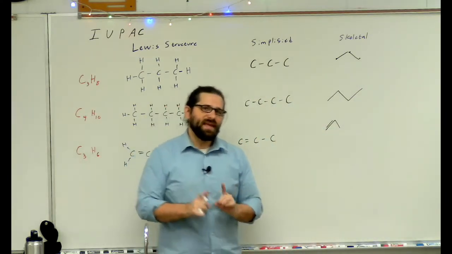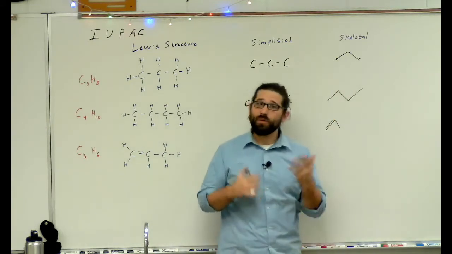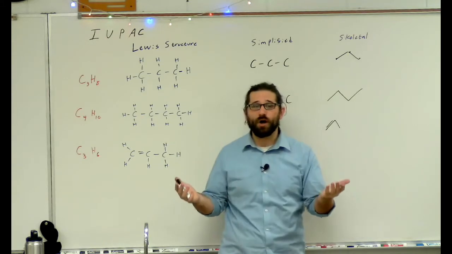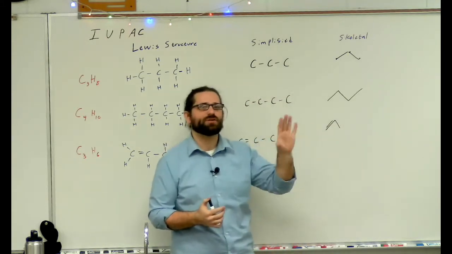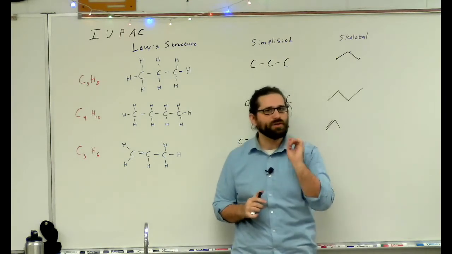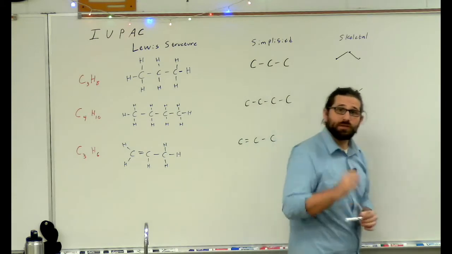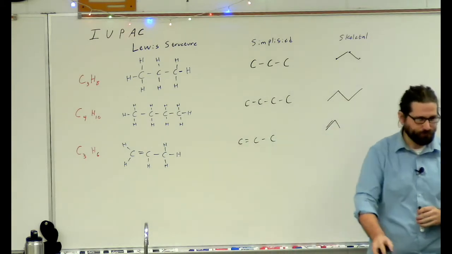Now we can get into naming these. Once we're able to draw these in a skeletal structure, all we really need to know is how many carbons are there. Since everything else is going to be saturated with hydrogens, all I need to know to start with for naming a carbon chain is how many carbons. Okay? So let's look at how we name these.